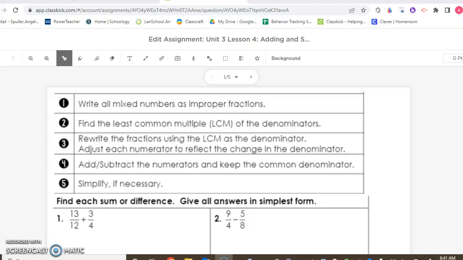Hi, this is Mrs. Oakley, and today we're going to be looking at Unit 3, Lesson 4, adding and subtracting fractions. Now, this time they're going to have different denominators, so it's going to take an extra step.